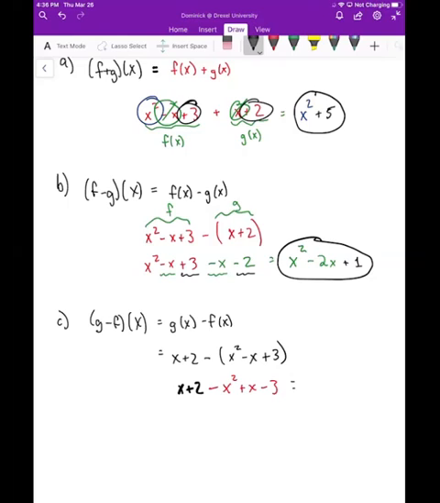So now when we combine like terms, it looks like we have a negative x squared, and then we have plus x and another positive x. So together they are plus 2x. And then we have plus 2 and minus 3. So together they are minus 1. Okay, so that basically demonstrates the first two rules. We're finding sums and differences.